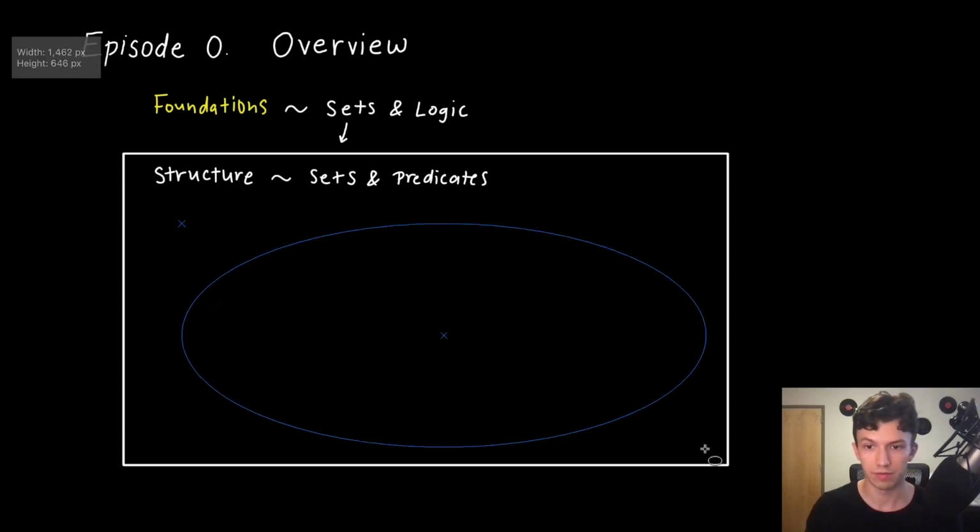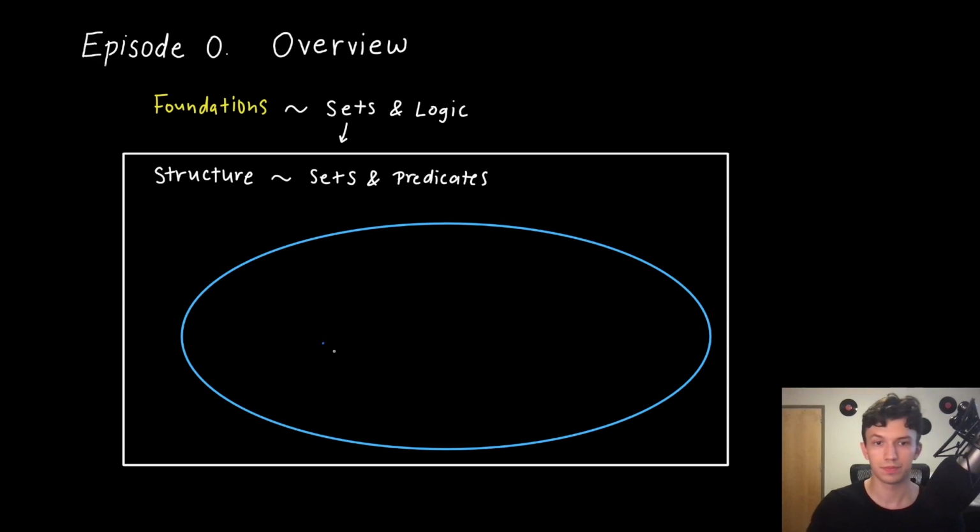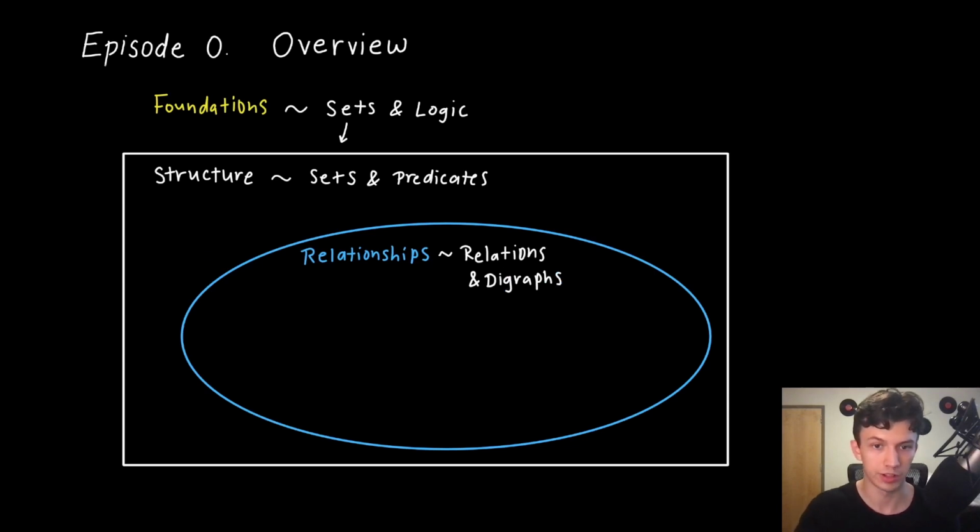And then there's going to be this subfield down here. So let's draw this oval. And in some structure, there's certain sets and certain predicates that represent relationships. Okay. So these include relations, okay, and graphs. I'm going to write digraphs. We'll get to that. Directed graphs, okay, kind of two different representations of a similar concept.